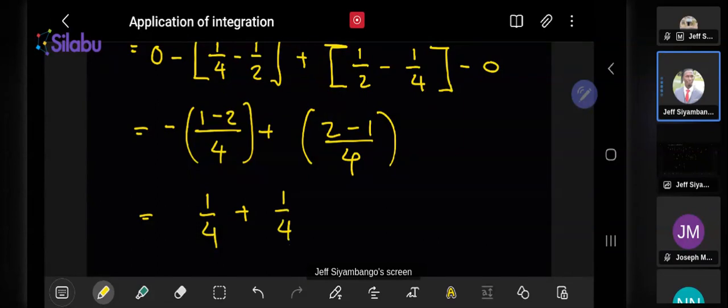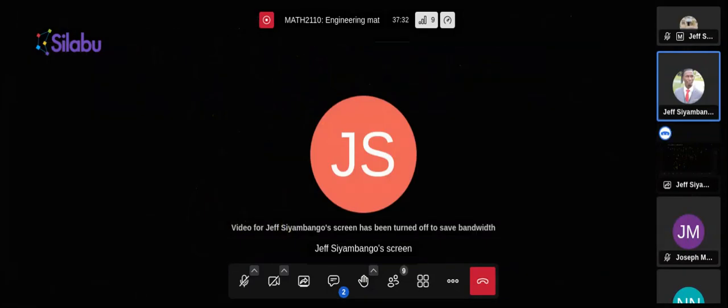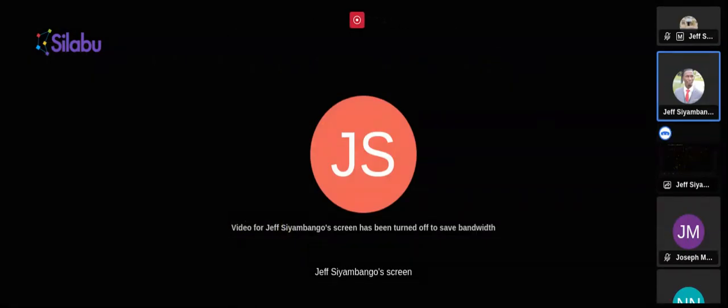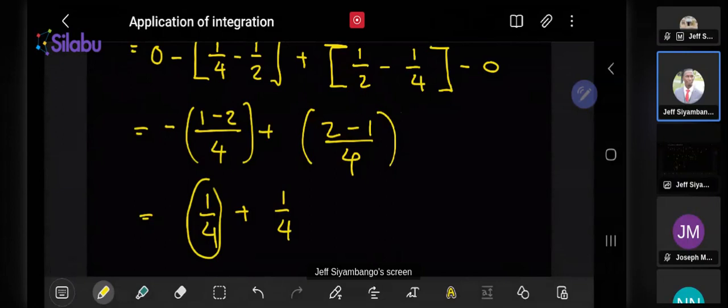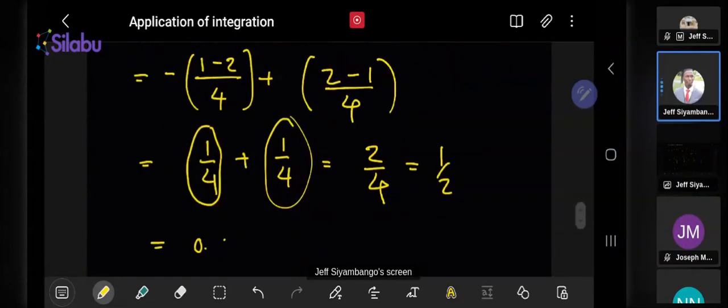Those two pieces, in terms of the graph that we plotted, this graph is symmetrical. That is why those two end up having the same area in the end. Okay, so in the end, we just add this. Add the numerators, we end up getting 2 over 4 or 1 over 2. So this is just 0.5 square unit.